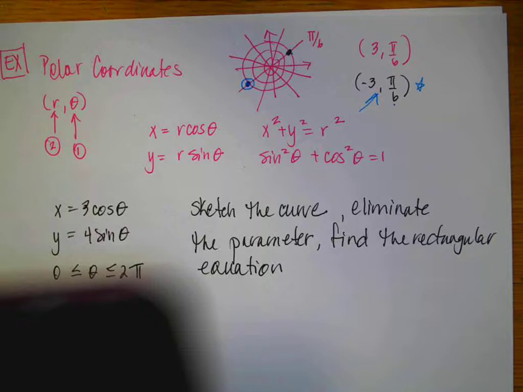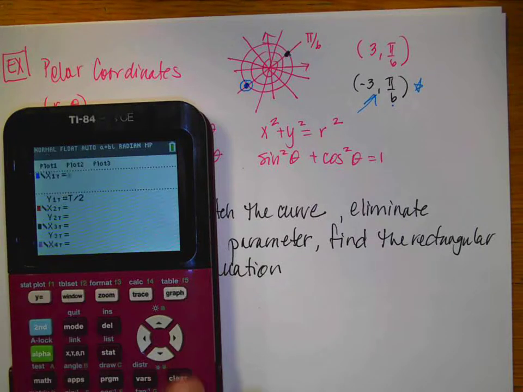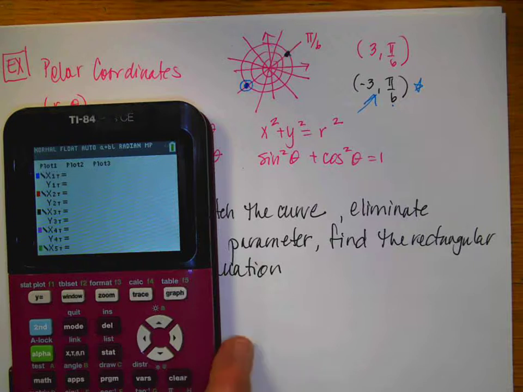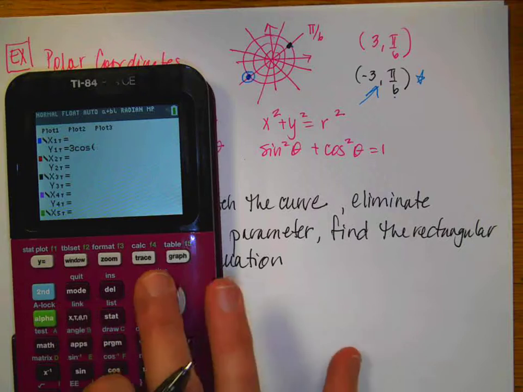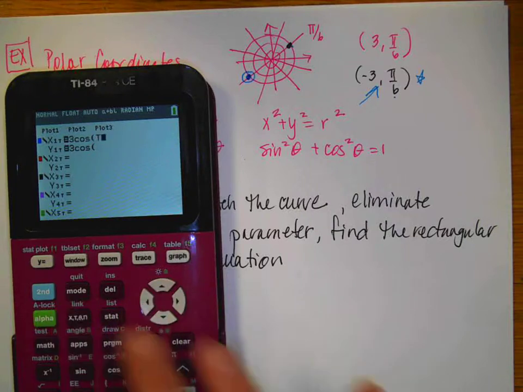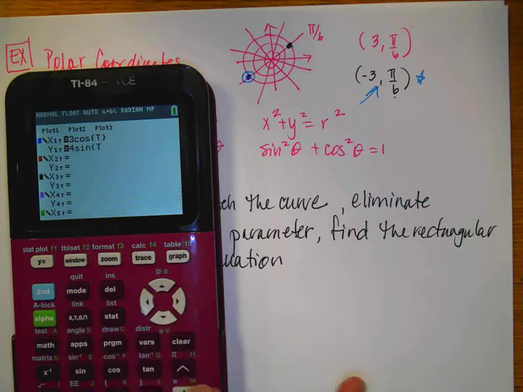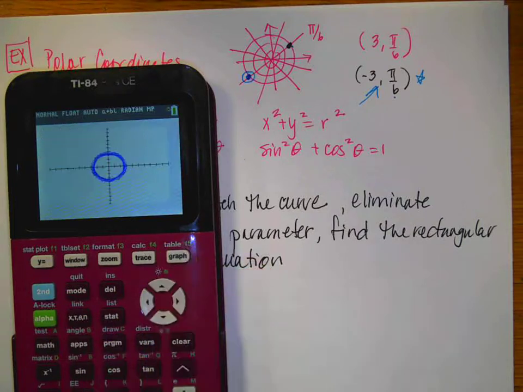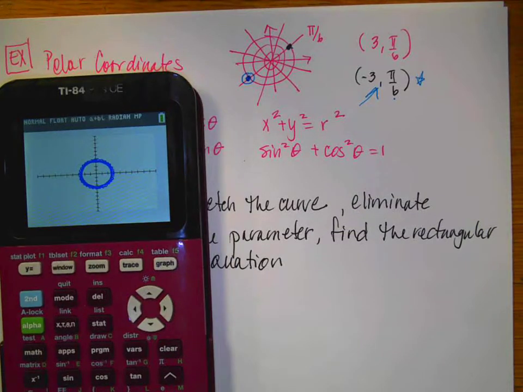Okay, so let's sketch it by putting it in our calculator just because I think that would be kind of cool. So let's see, do I have a picture of that? I think I do. Let's try this and see what happens. So let's take this off and this off. And let's go in and put 3 cosine t, because it doesn't really matter what my variable is. And then I'm going to do 4 sine t, and I'm going to do graph. That was pretty cool.